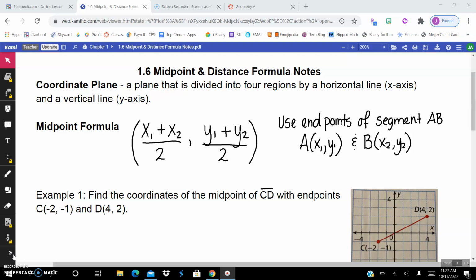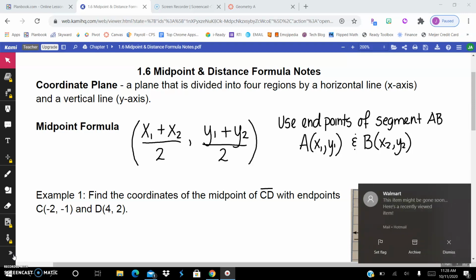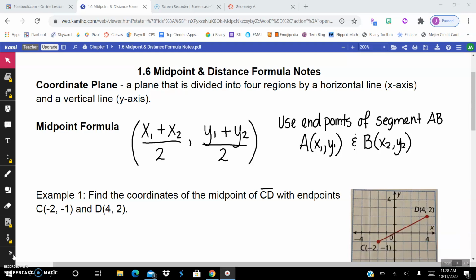For the midpoint formula, you need to write this down: x from your first point plus x from your second point, divided by 2. That'll give you the x coordinate of the midpoint. And then for the y coordinate, you're going to take y from your first point, add y from your second point, and divide that by 2. So how do you get those x1, x2, y1, y2 numbers? You use the endpoints of the segment that they're giving you.